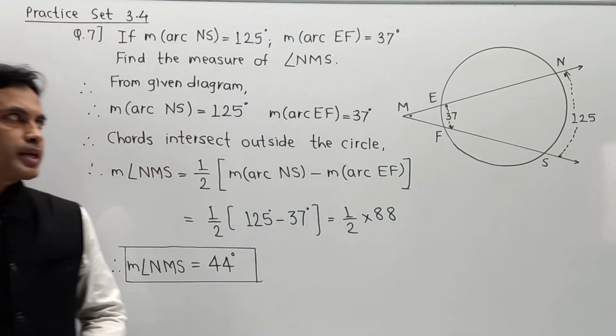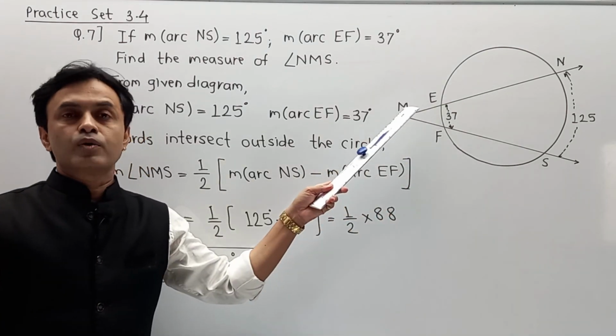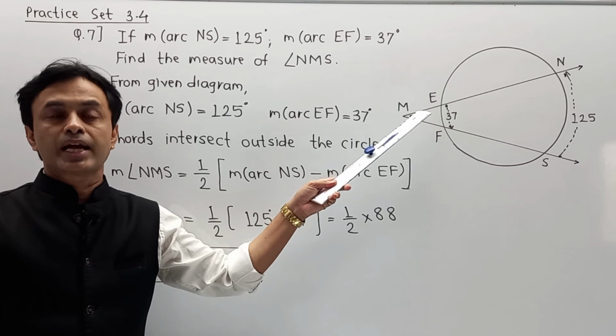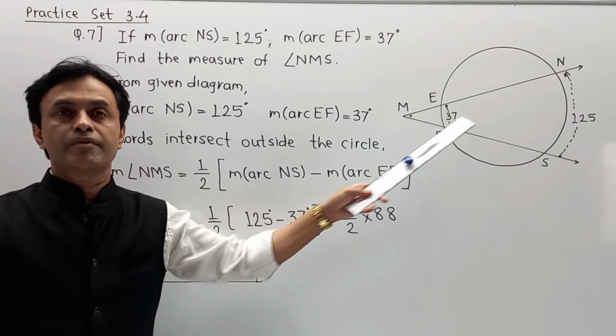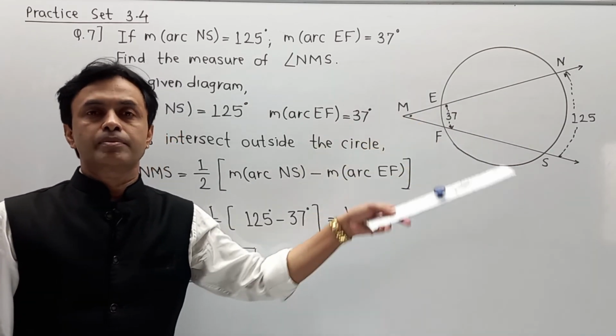Students, remember, whenever such chords intersect outside the circle, the value of the angle which is formed outside the circle is half of major arc minus minor arc.